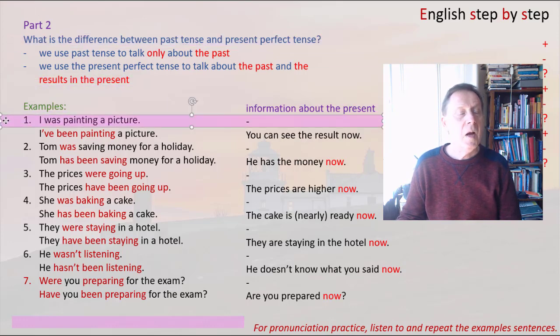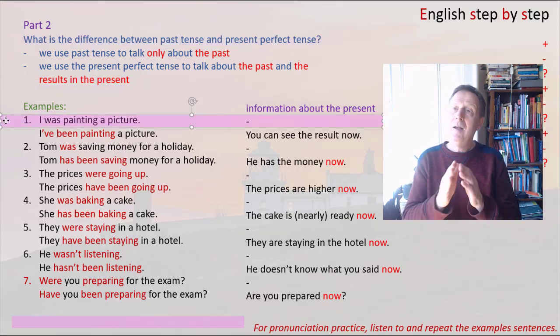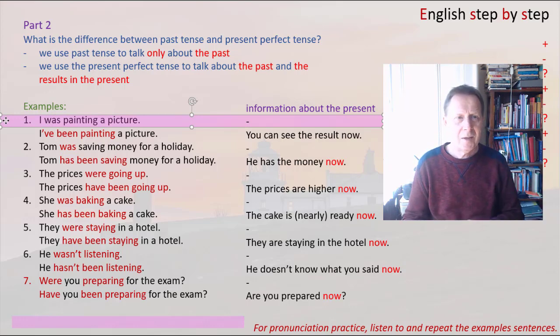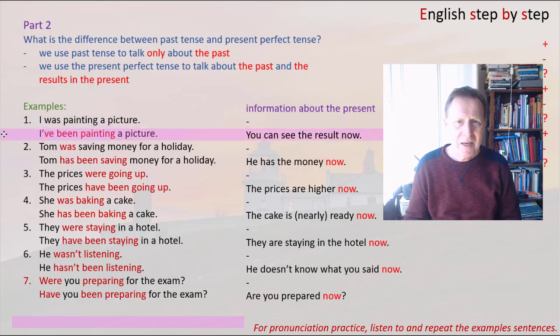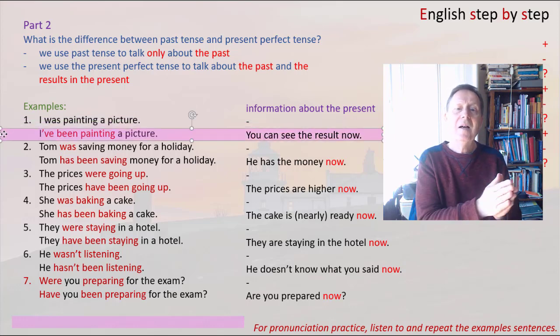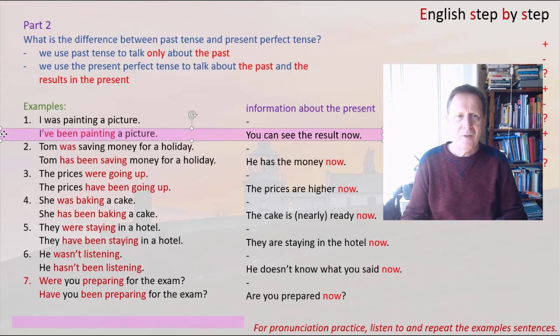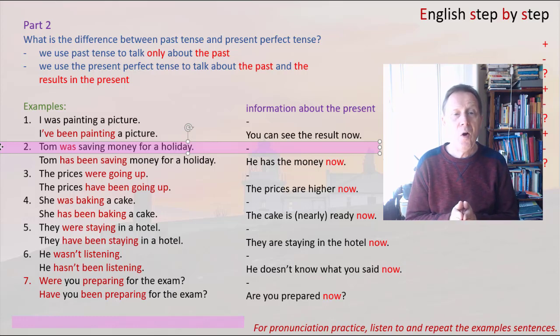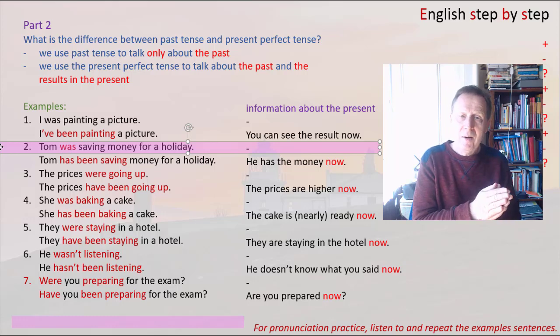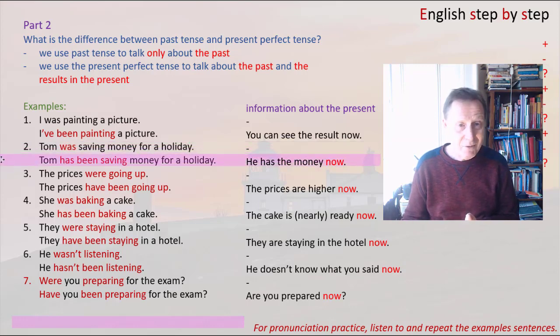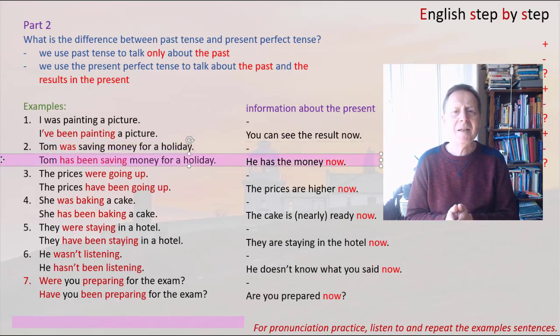Number 1, I was painting a picture, and that is information about the past. There is no information about the present. I've been painting a picture. That means you can see the result now. I've been painting a picture and you can see the result. Number 2, I was saving money for a holiday. There is no information about the present. Tom has been saving money for a holiday. That means he has the money now in the present.